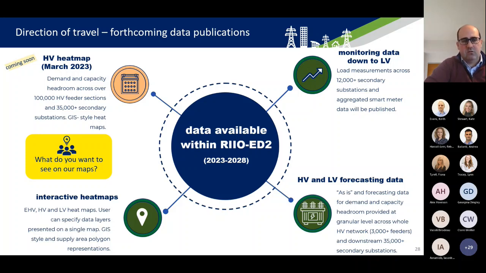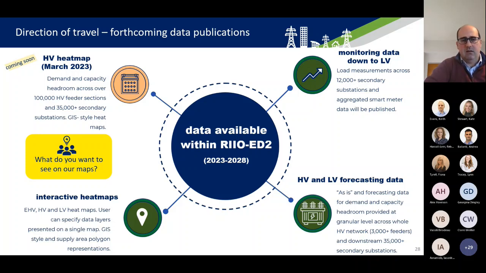What is coming soon, planned to be published in March 2023, is our HV heat map. This is going to be a heat map that shows all secondary substations on a map, at the same time all circuits at HV, and one can find the demand and capacity headroom across all HV feeder sections, across all 11 kV and 6.6 kV circuits, and also the same for all secondary substations.